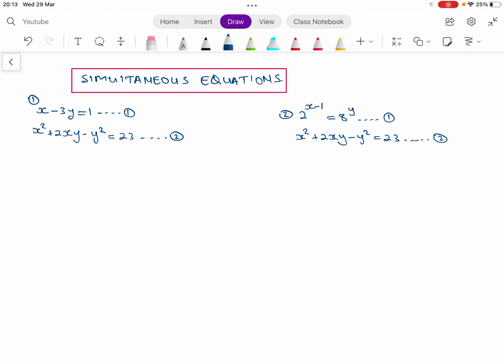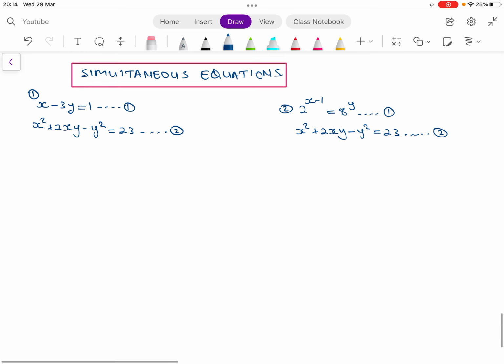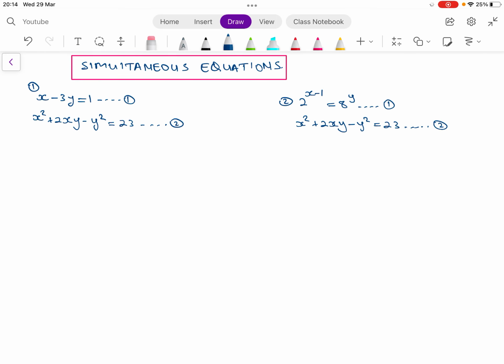Just tap that. And now we are looking at simultaneous equations. We're going to look at two examples. All the other exercises related to simultaneous equations that we'll be doing later on will be from past exam papers. In part one we look at number one, then in part two we look at number two. So this is the approach for simultaneous equations.